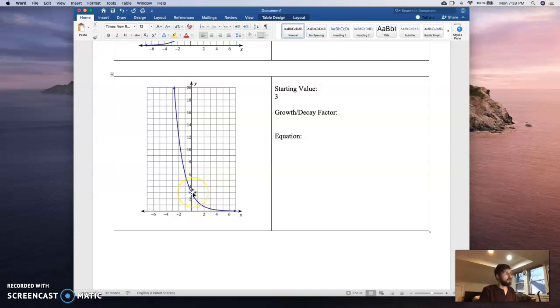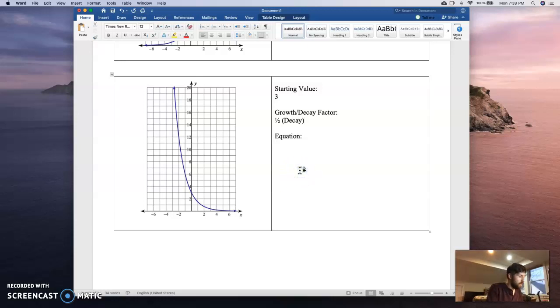So I'll go the other direction. If I go to the left one, it goes up to 6. Then if I go left another one, to -2, it goes up to 12. Going backwards and multiplying by 2 is the same as going in this direction and dividing by 2. 3 divided by 2 is 1.5. But this doesn't have to do with division, so instead of dividing by 2, we multiply by something which is the same as dividing by 2, and that would be 1/2. The growth or decay factor here is 1/2, and it's decay because it's going down.